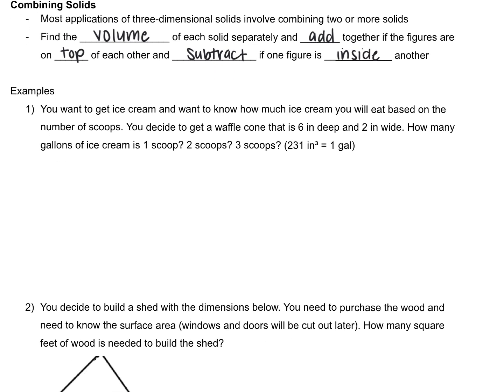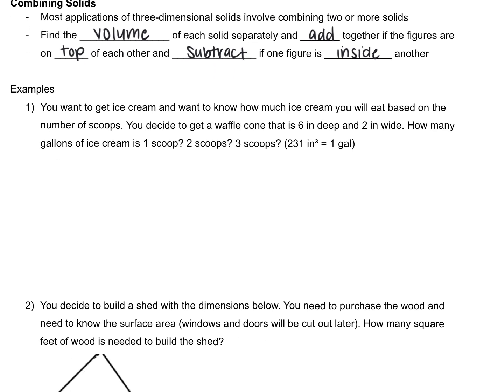In our first example, you want to get ice cream and want to know how much ice cream you will eat based on the number of scoops. You decide to get a waffle cone that is 6 inches deep and 2 inches wide, and we want to know how many gallons of ice cream for 1 scoop, 2 scoops, and 3 scoops.